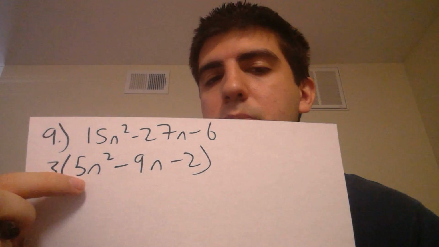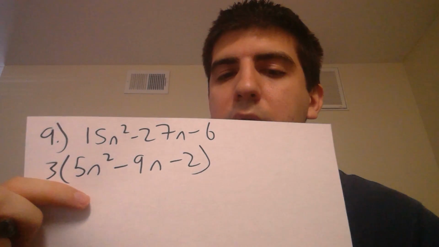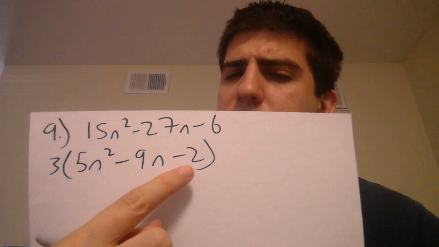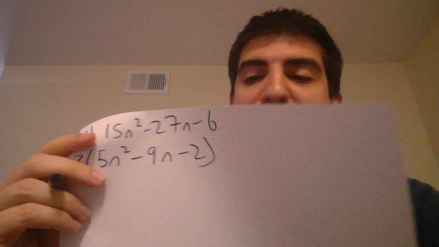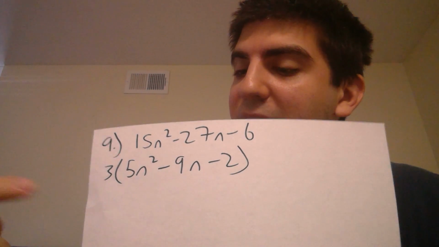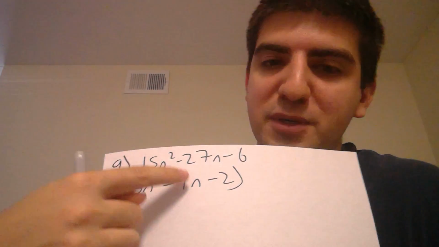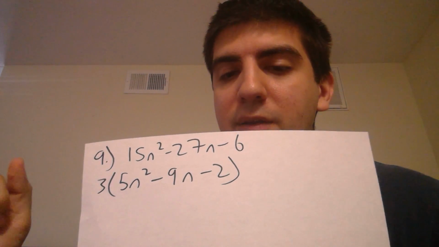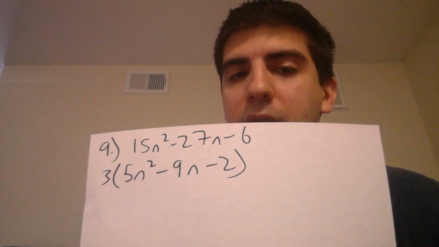We need numbers that multiply to negative 5 that add to negative 9. I'm sorry, 5 times negative 2 is negative 10. We need, that's a 2. It's really hard to read from behind. Okay, let's retry that. We have 5 and negative 2. We need numbers that multiply to negative 10 that add to negative 9.